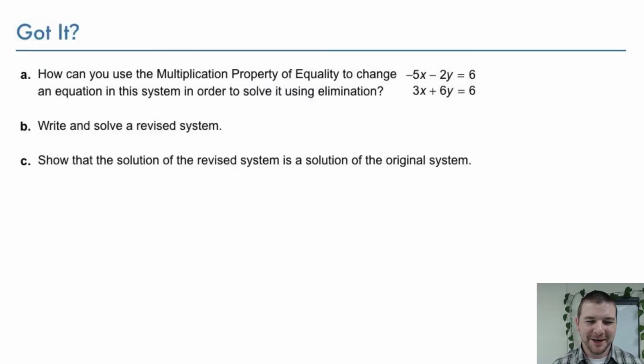Your turn. Part A. How can you use the multiplication property of equality to change an equation in this system in order to solve it using elimination? Part B. Write and solve a revised system. And part C, show that the solution of the revised system is a solution of the original system.